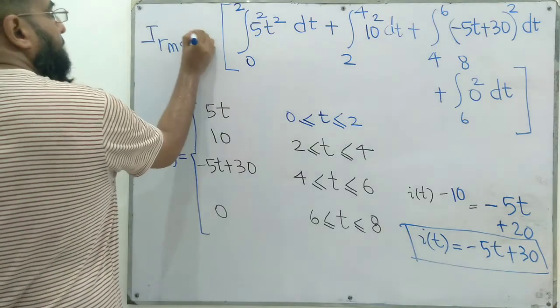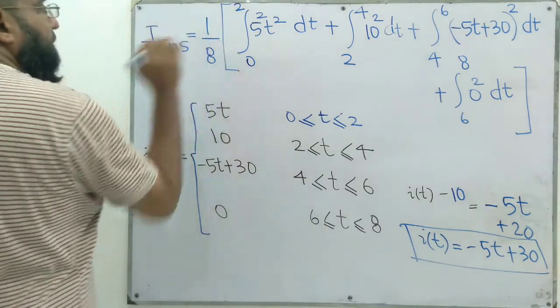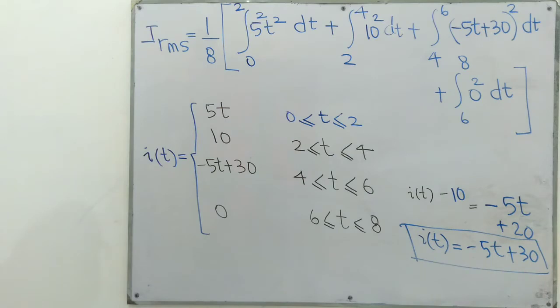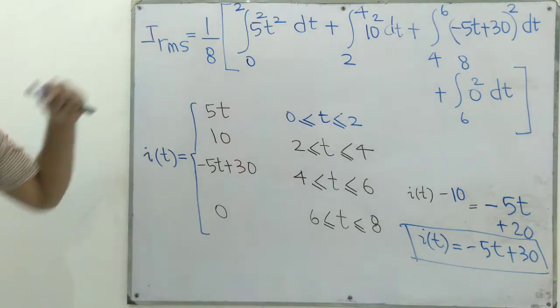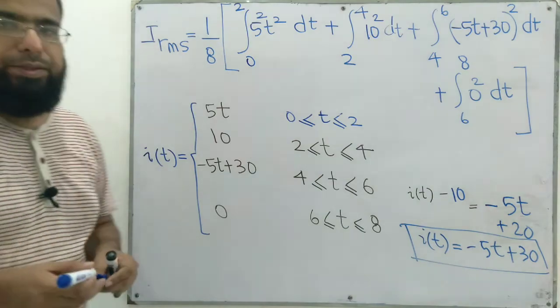And then once we have squared it, we have to compute its mean value: squared, integrated, and then divided by the time period, and then you can solve it to find the answer.